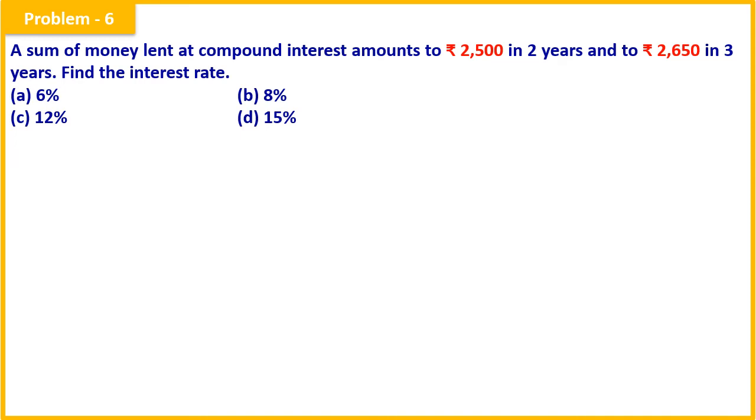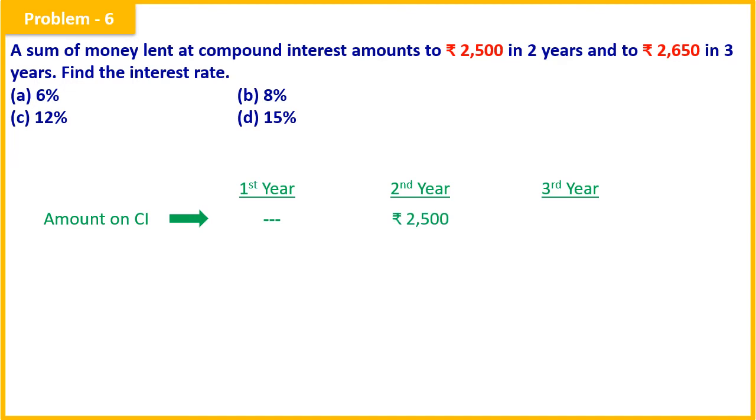Okay. Now in this problem, the compound interest amount for the second year is given and for the third year is given. So we'll write 3 years like this. We don't know anything about the first year. So for the second year I will write 2500 and for the third year I will write 2650. Now we know that in case of compound interest, the amount grows at the rate of r%. So this value of amount is more than the previous value by r%. So that r we are supposed to calculate, the so-called interest rate.